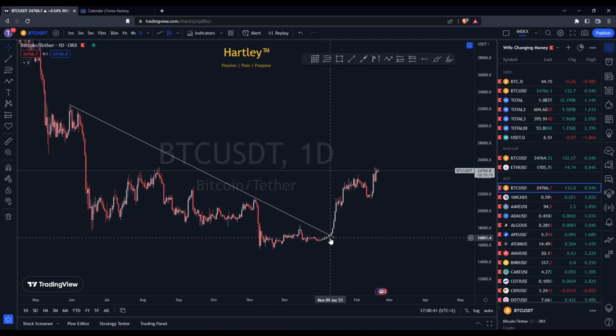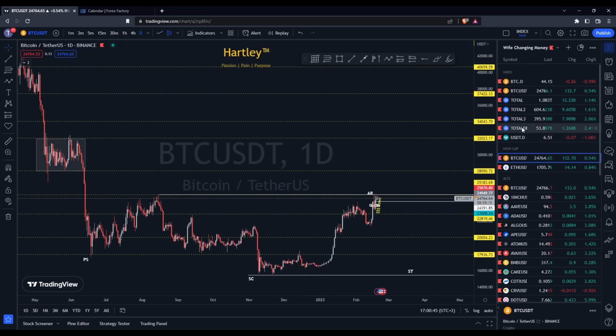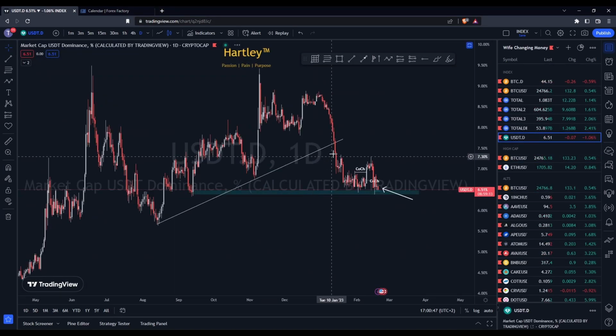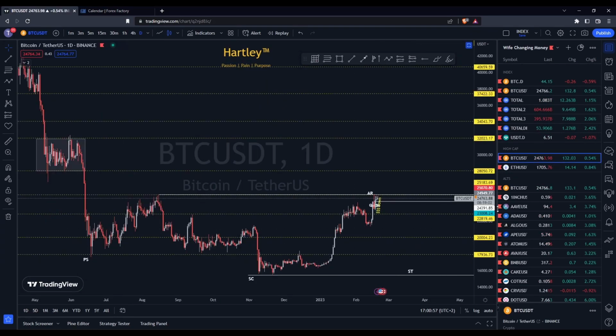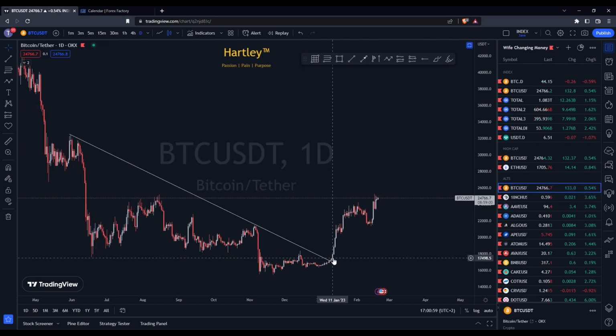Let's check. So Monday, 9 Jan. Let's check the USDT dominance. When did this break? This broke Wednesday, 11th of Jan, or 13th of January. It broke and closed below, right? And that was exactly when we had the expansion, that big expansion. Yeah, the 13th of January is exactly when we had this big expansion to the upside, right? So you can use these things as correlation.